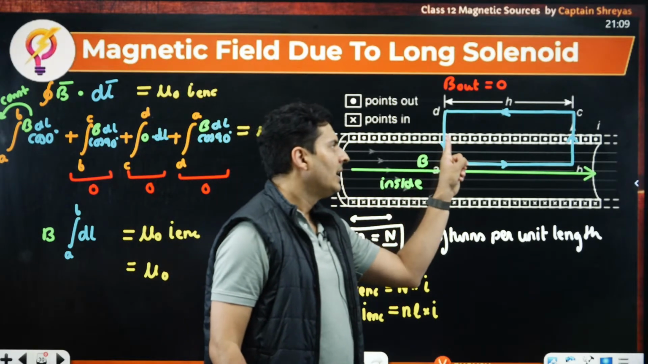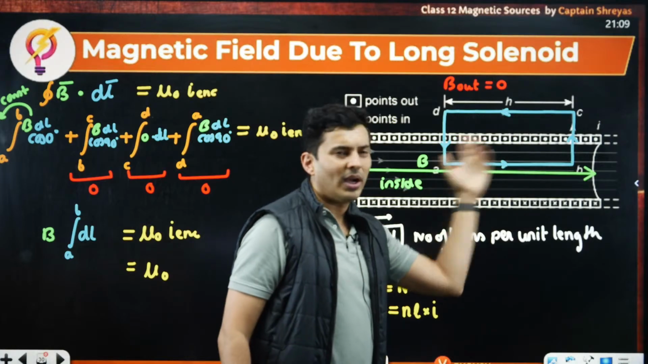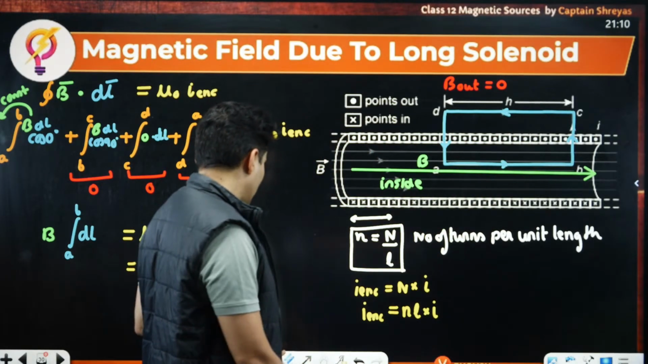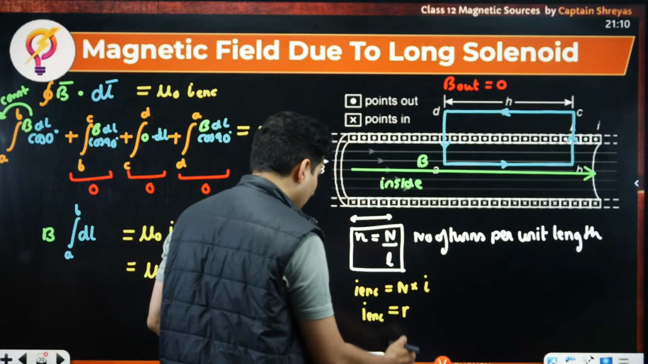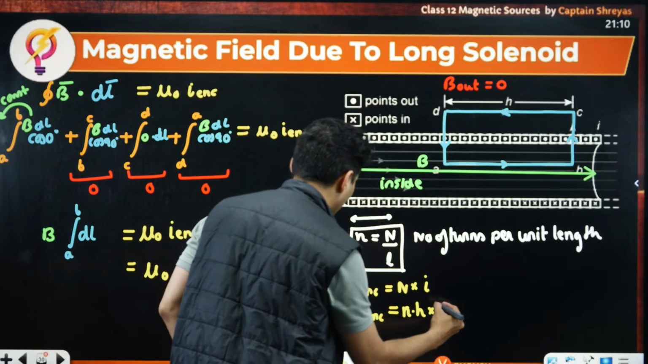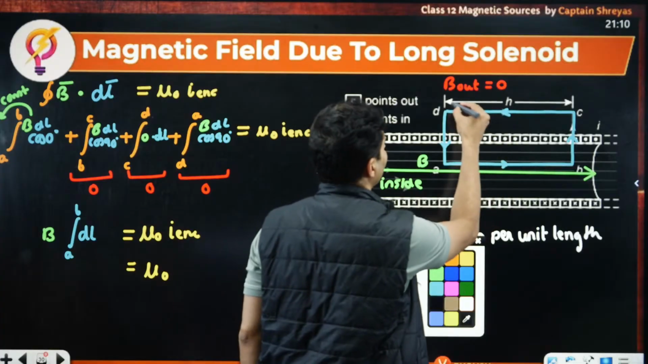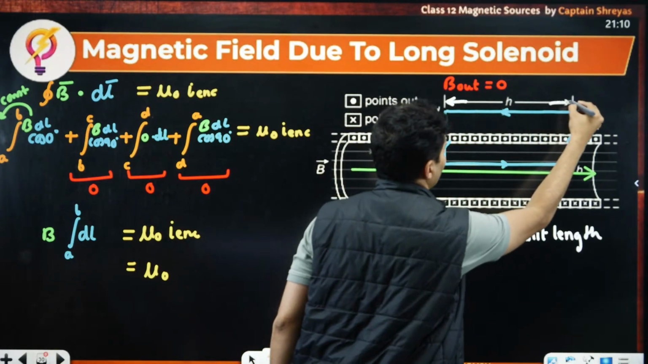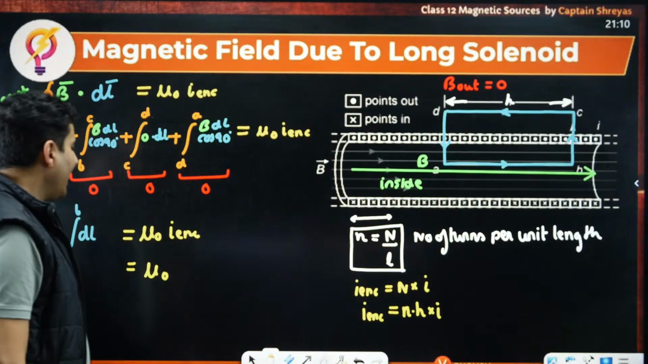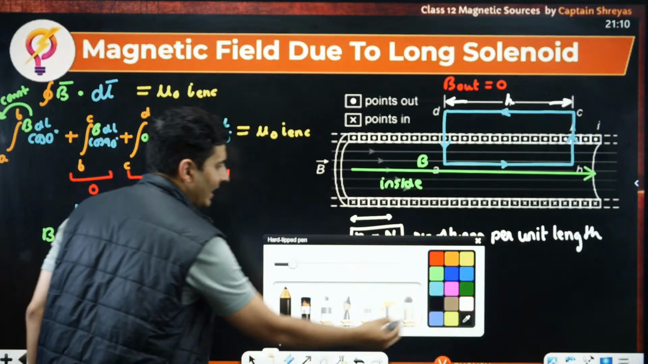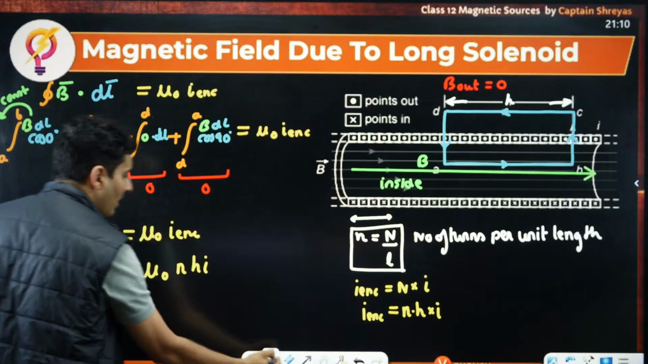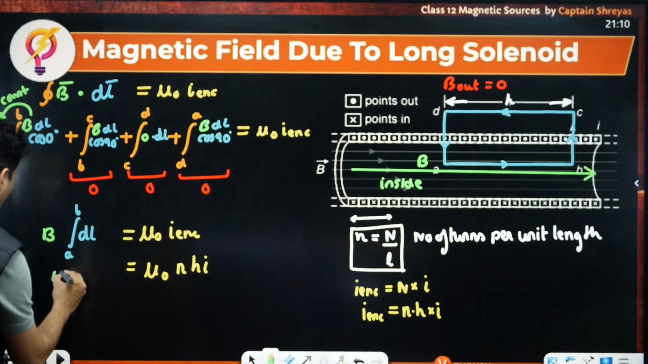Each wire carries I. So n into L, whatever that L is. In this case, it is basically H, as you can see. So technically, I will write it as n into H, multiplied by I. Where is that H? Right over here, from here to here. So mu naught times the enclosed current is mu naught n H I, with the magnetic field over here as it is.